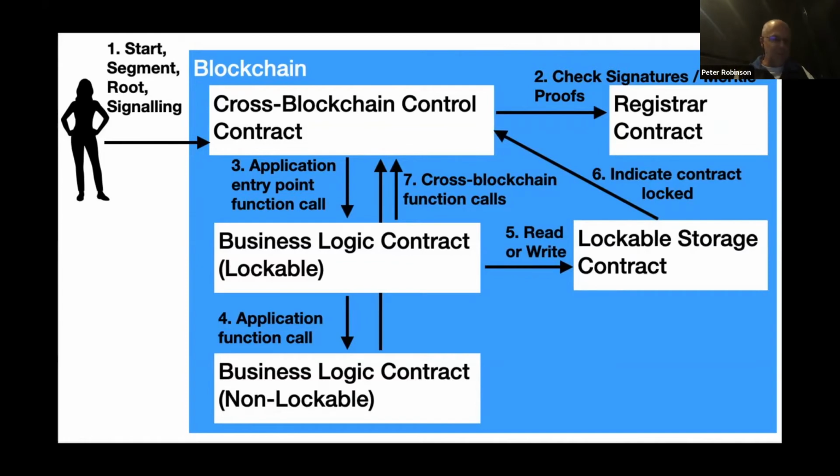If, whilst the business logic is executing, there are some cross-blockchain calls, it'll call back in and say, hey, this was the function call that I've been called with, and these are the parameters. Are they the ones that were expected? The cross-blockchain control contract has the whole call graph, so it knows what should be called, in what order, and with what parameter values. So that is how it works and how it can make sure everything's executing correctly.